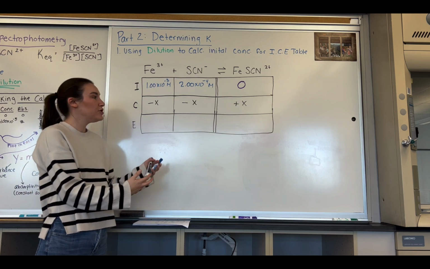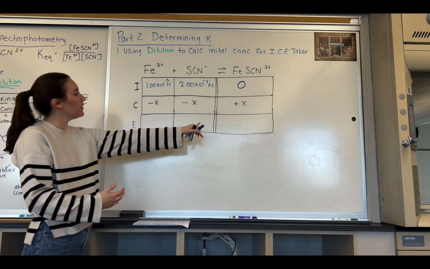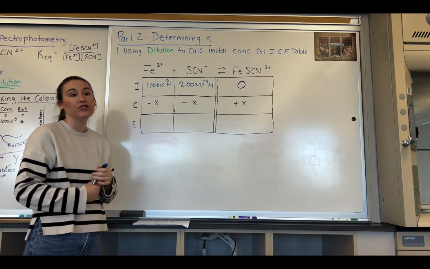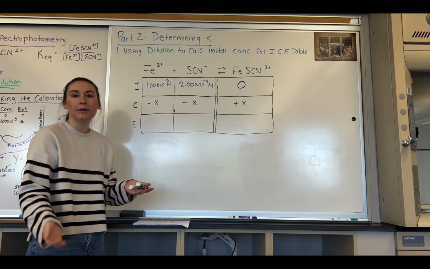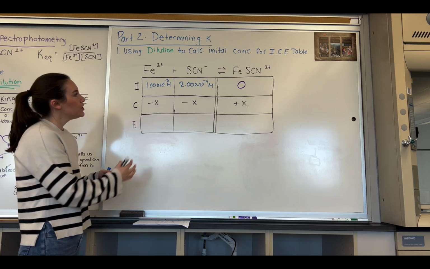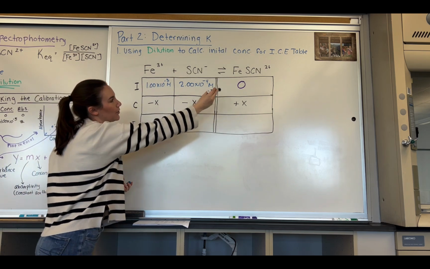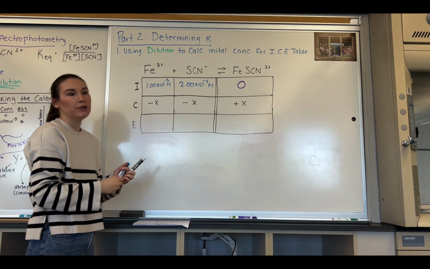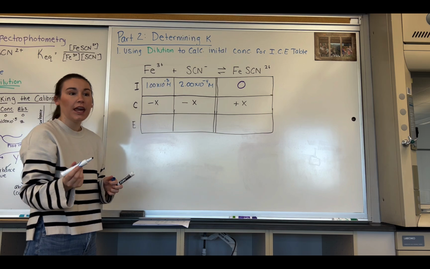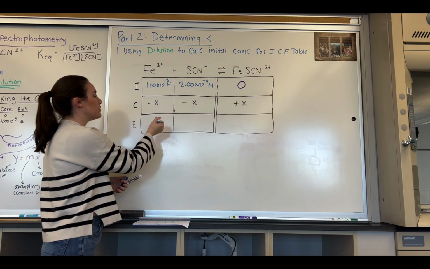So I've made some adjustments to our ICE table so that we can now see how we can fill in and solve for E, or our equilibrium concentrations. So in a typical ICE table, what we can show is that we can add these down in order to show how our equilibrium concentrations are going to change from our initial concentrations.